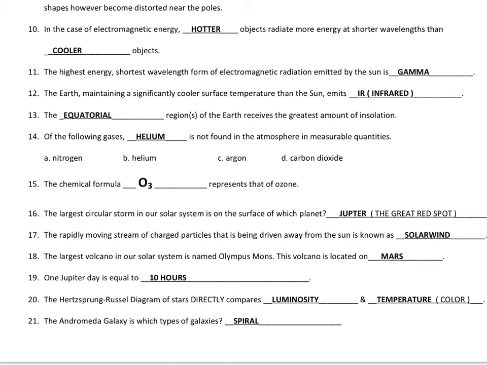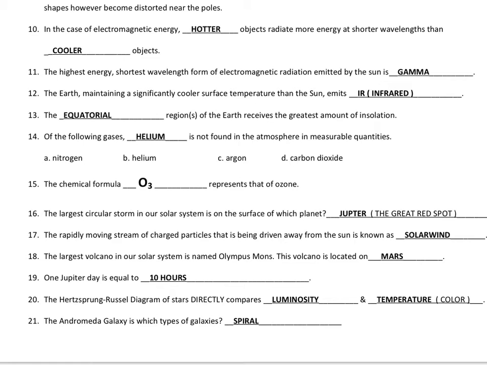The equatorial region of the Earth receives the greatest amount of insolation. Twice a year, on either equinox, the equator is going to have 90 degrees of insolation. So if you think about it that way, they're always getting hit with a lot of insolation. That's why the equator's so nice to go on vacation at.